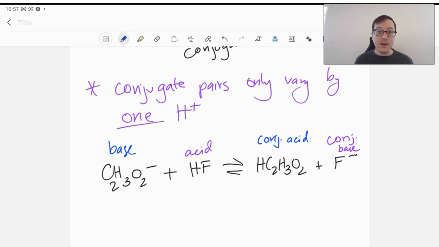So, with all that in mind, we'll take a look at conjugate pairs, specifically when we're combining them with water. See what will happen there in our next reaction. And through that, we're going to apply the concept of equilibrium.